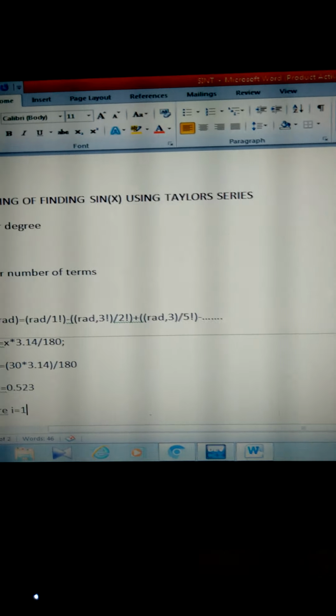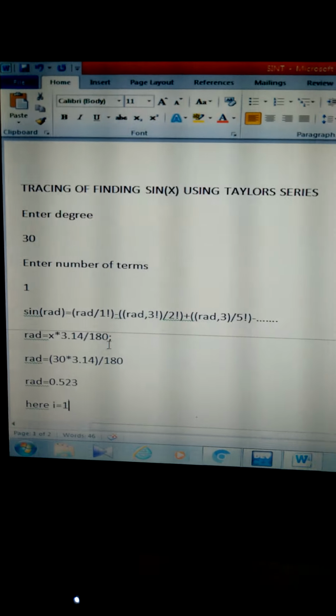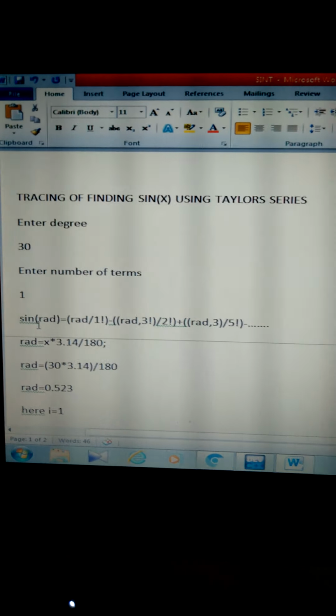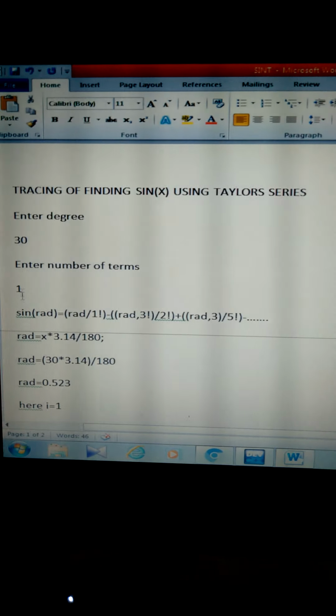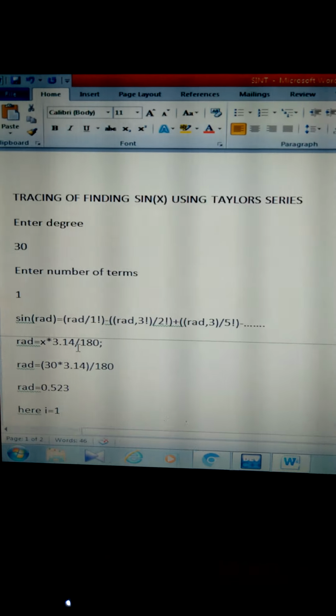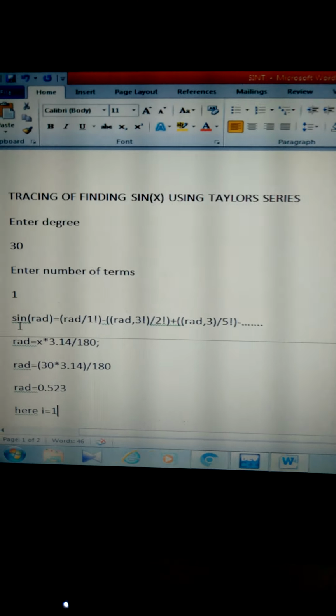To convert the angle, the x value of 30 degrees, into radians, we multiply x by 3.14 and divide by 180. This is the x value in degrees, and this is the conversion of the angle value into radians. After taking radians, we have to calculate according to the Taylor series.